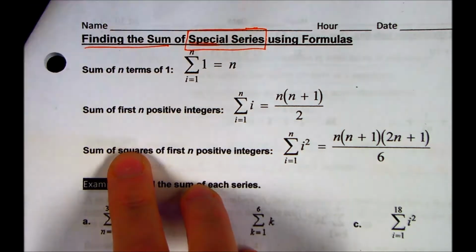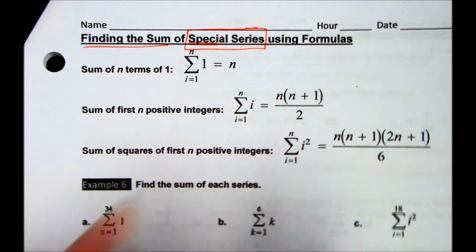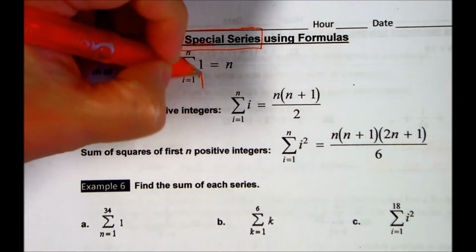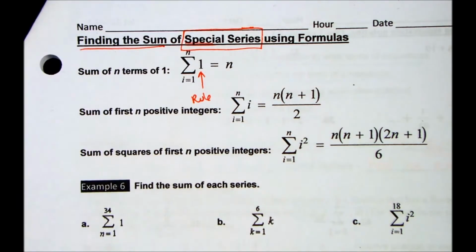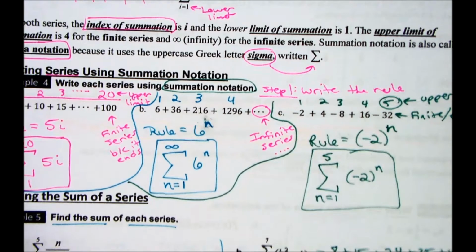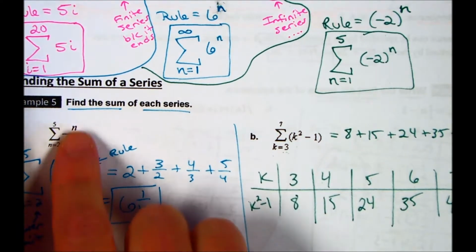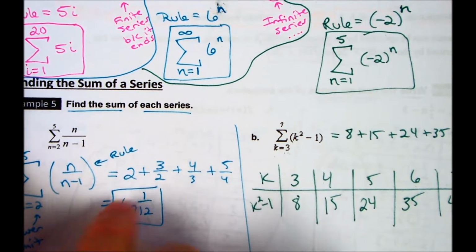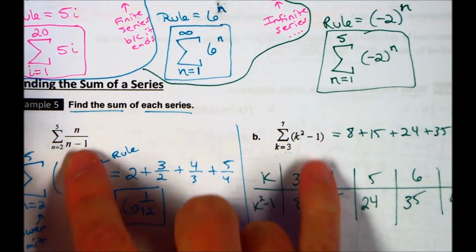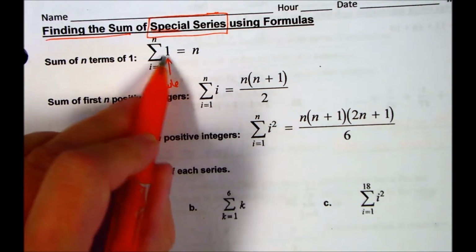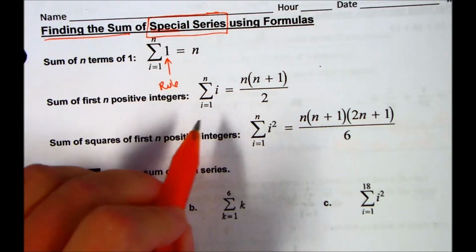So these are special. So the rule here is just 1. Unlike the last couple, where we had a rule that was k squared minus 1, or n over n minus 1, so the rules were different. Here our rule is just 1. So the output value is going to be 1 for all of our input values.